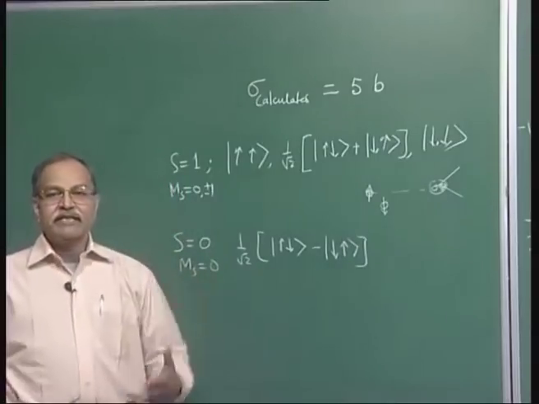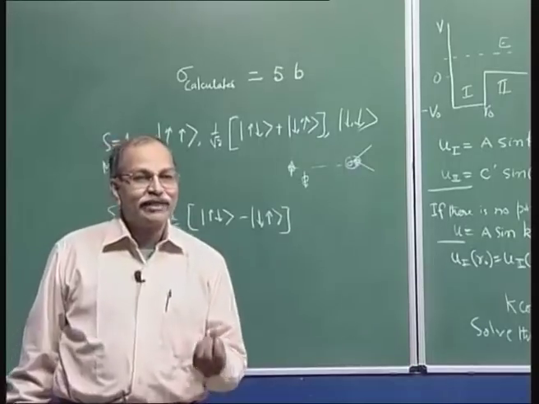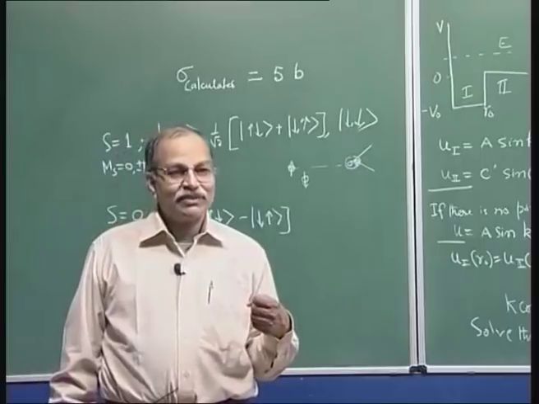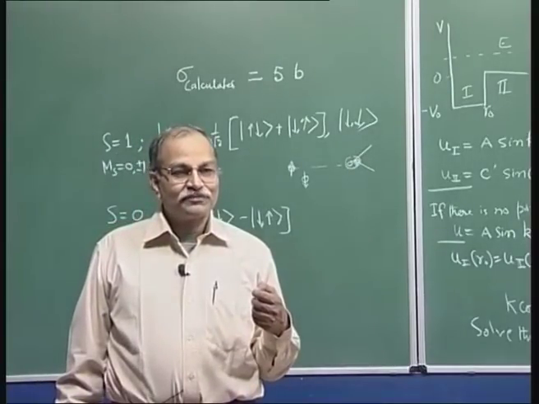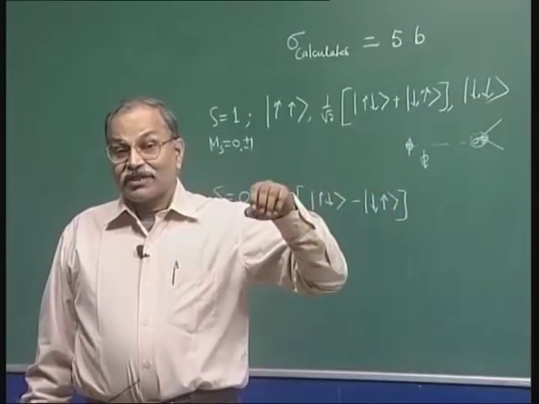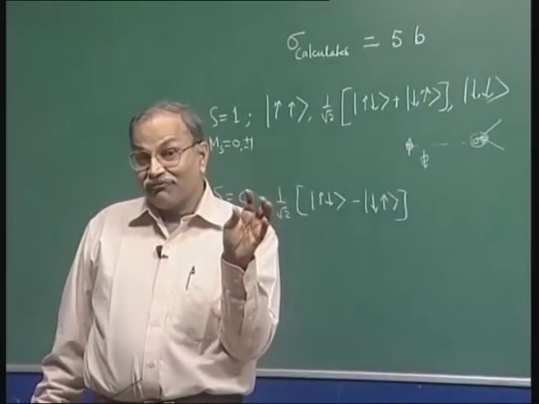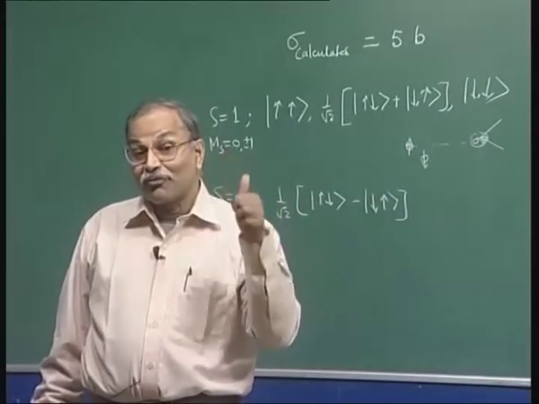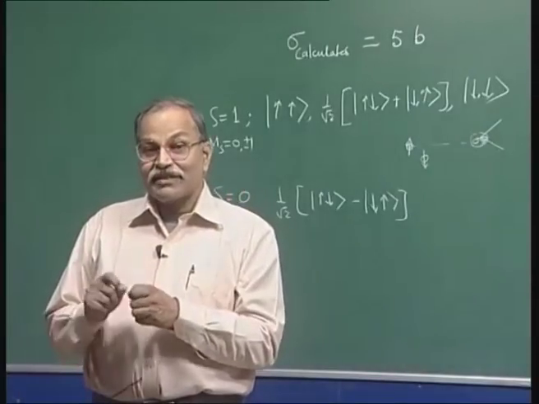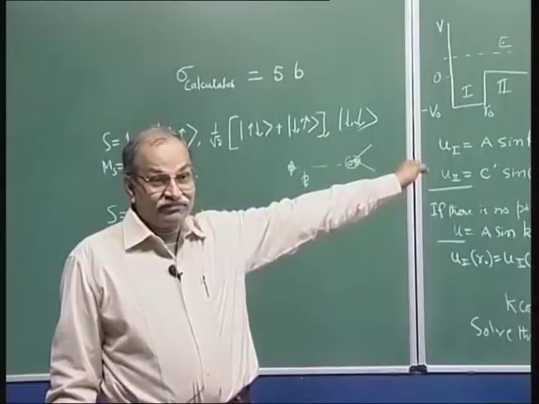So, if everything is random, then 75% of the time you will end up with capital S equal to 1, and 25% of the time you will end up with capital S equal to 0. Our calculation gives us the cross section only from those events in which capital S equal to 1 was formed, right. The events in which capital S equal to 0 was formed are not covered here.